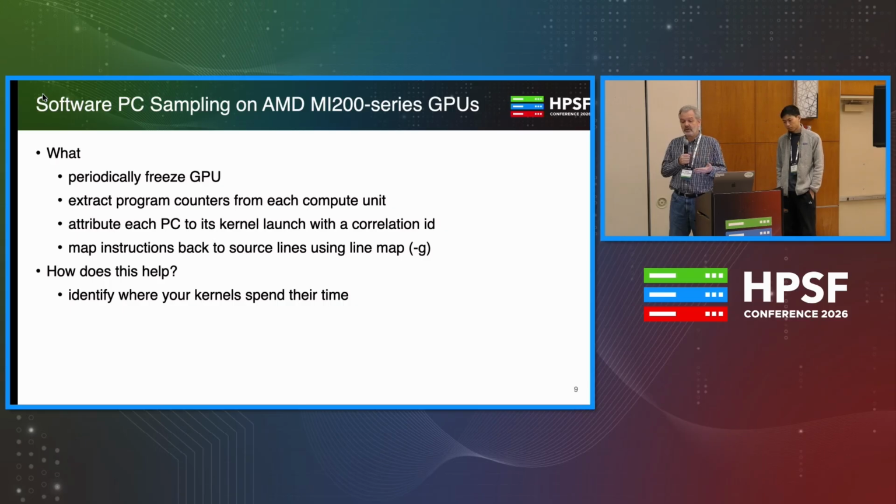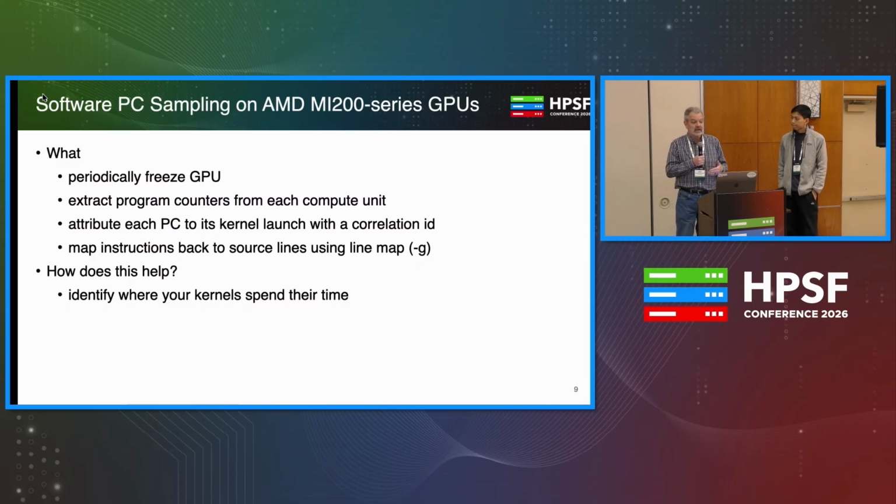So in the MI200 series of GPUs, which is for the Frontier system, we missed the hardware freeze window, and so PC sampling couldn't go into the MI250Xs. Instead, they built a software approach where you periodically freeze the GPU, extract the program counters from each compute unit, and attribute each PC to its kernel with a correlation ID. Then we map these machine instruction addresses back, as long as you compiled your programs with -G in addition to whatever optimization flags you had. And so how does this help? Well, it identifies where your kernels are spending their time.